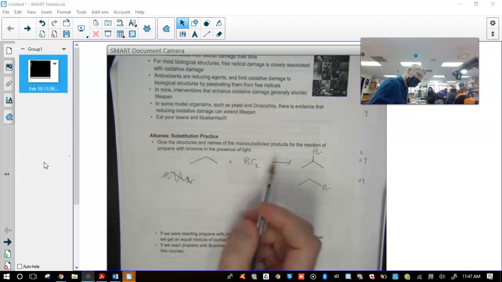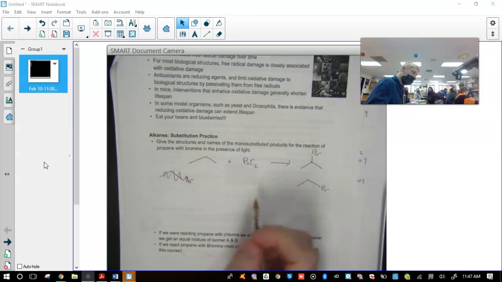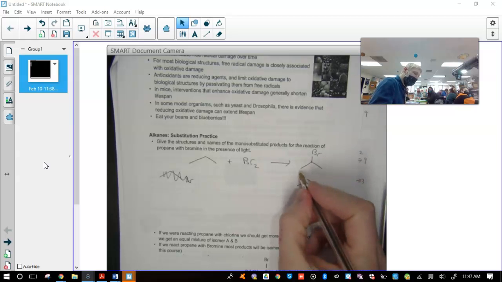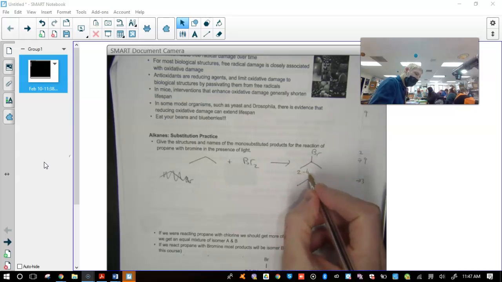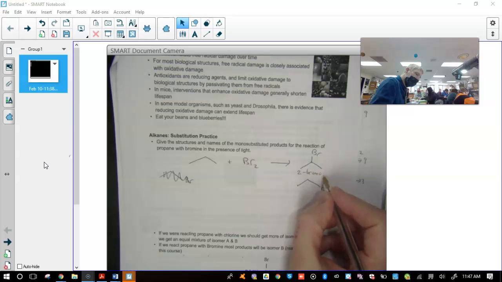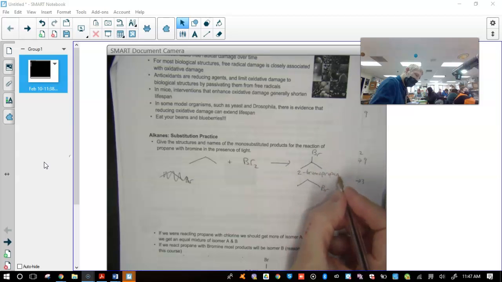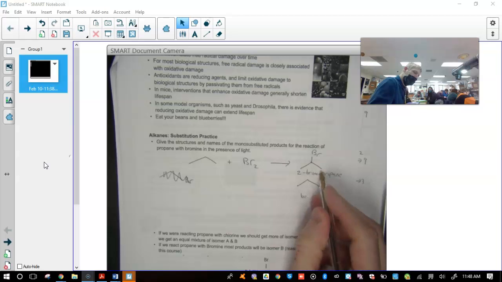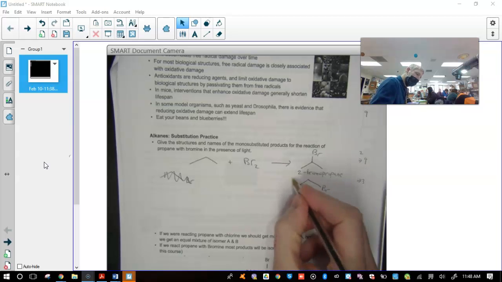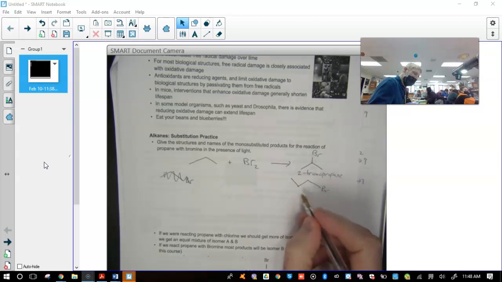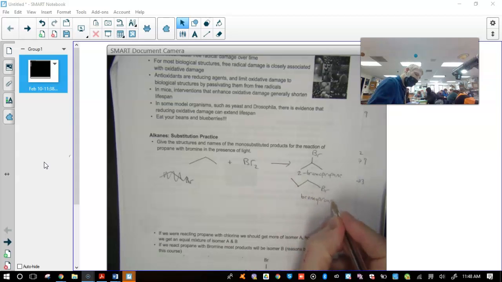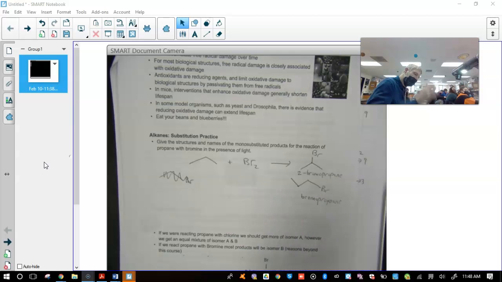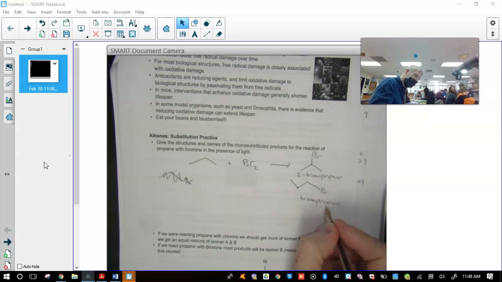And then, does it say name them? Oh, structures and names. Okay, let's name it. So this one is what? You got 2-bromopropane, and this is just 1, 2, 3. So this is 1-bromopropane.